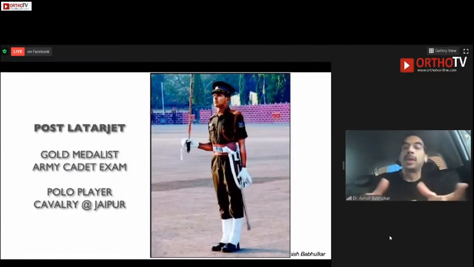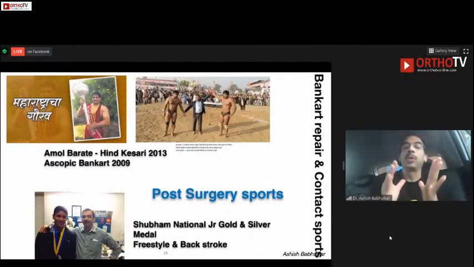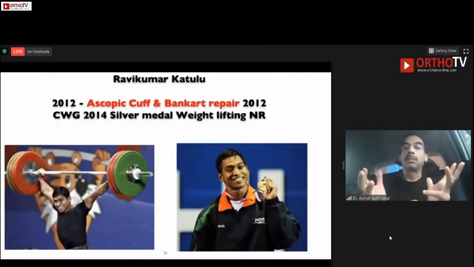In the end, this is a post-Latarjet. If you have an athlete or a contact athlete, they do incredibly well after Latarjet. But all these next 3 slides that I'm showing you, this is a Hind Kesari champion who's achieved his Hind Kesari 3 years after a Bankart repair. The younger guy on the bottom is a national swimmer who's achieved this after doing a Bankart repair. And this is a silver medalist at the Glasgow Commonwealth Games who's had an arthroscopic cuff repair and Bankart repair.